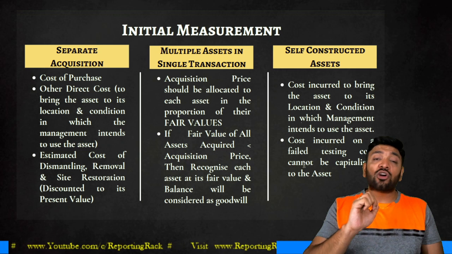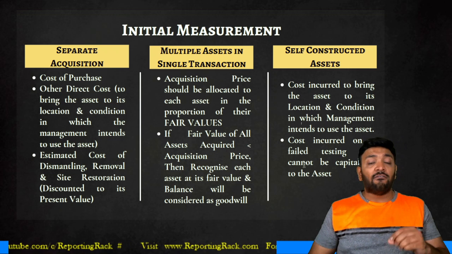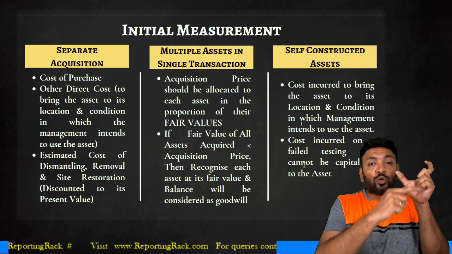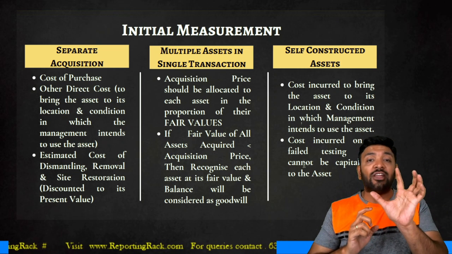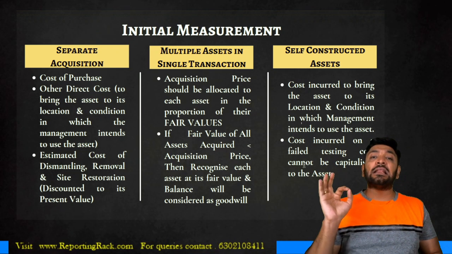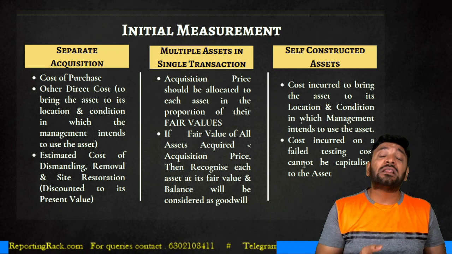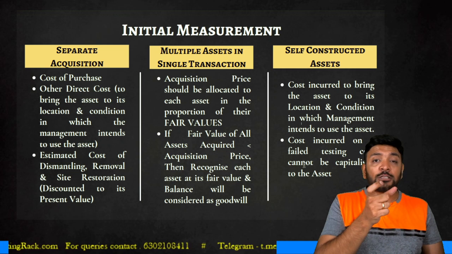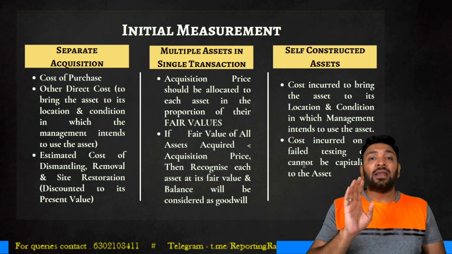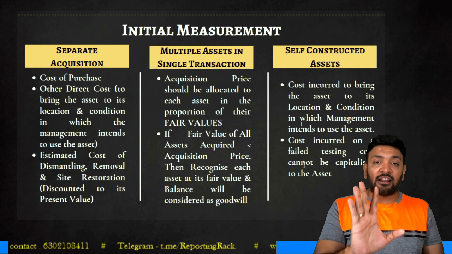Clear? This is the concept of multiple assets being acquired in a single transaction. When I acquire multiple assets in a single transaction, then the purchase price should be allocated to each asset in the ratio of their fair value, provided the sum of fair values is greater than the purchase price. If the transaction price or purchase price is more than the sum of fair value, then the difference between the sum of fair value and the transaction price should be recognized as goodwill, and each asset acquired should be recognized at their fair value. Clear?